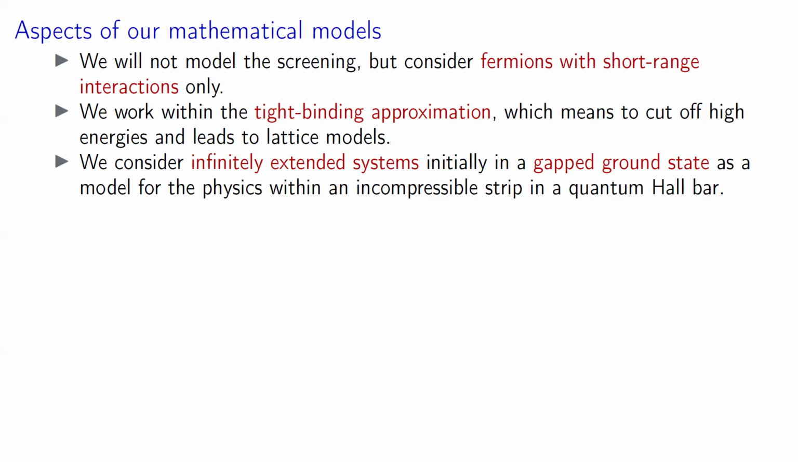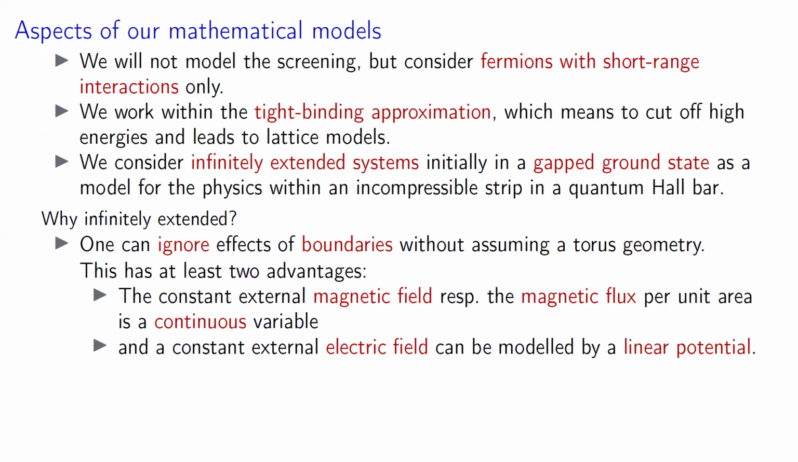And we will look at infinitely extended systems, where the only assumption we will make is that the system, before we apply the Hall voltage or the current, is in a gapped ground state. So actually we make a model where we are at temperature zero, and the modeling assumption is the gap in the ground state. I will explain this in detail. And we think of this now really as a model for the physics within an incompressible strip in a quantum Hall bar. Why do we want to look at infinitely extended systems?